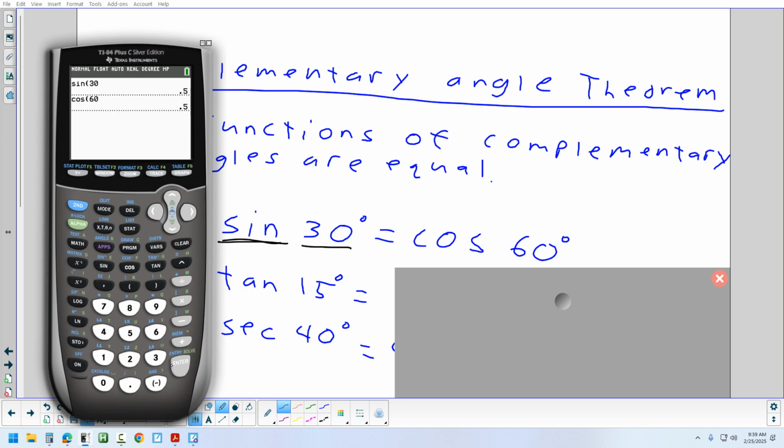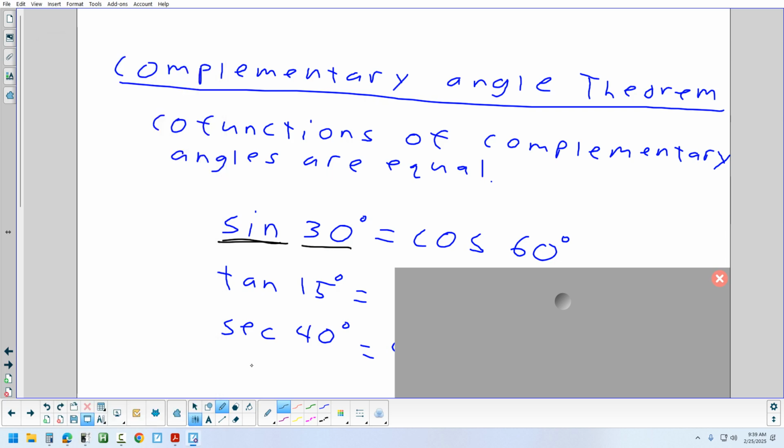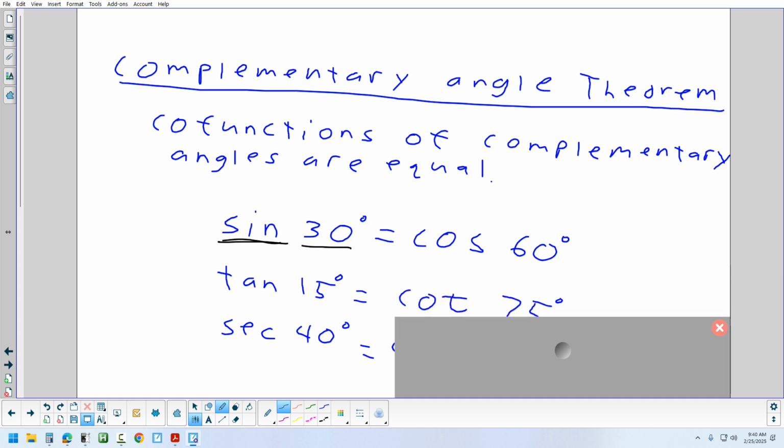Now, the fact they come out the same, how does that help you do anything? That'll be the last thing I show you. Okay. Tangent of 15. What would that be the same as based on the complementary angle theorem? 75. Cotangent of 75. Yep. Those two would be the same.